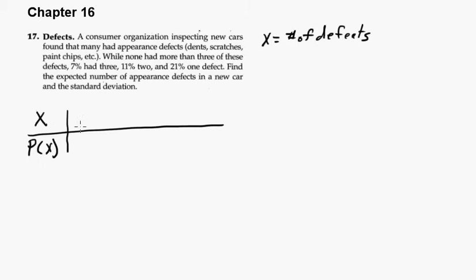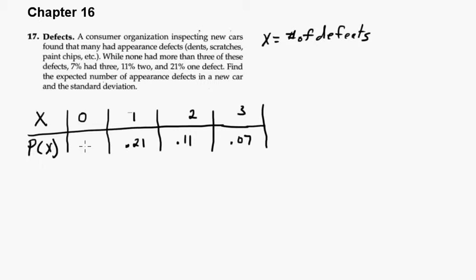I suspect you can get 0, 1, 2, and 3. Okay, so let's see. 7% had 3, so 0.07. 11% had 2, so 0.11, and 21% had 1 defect, 0.21.